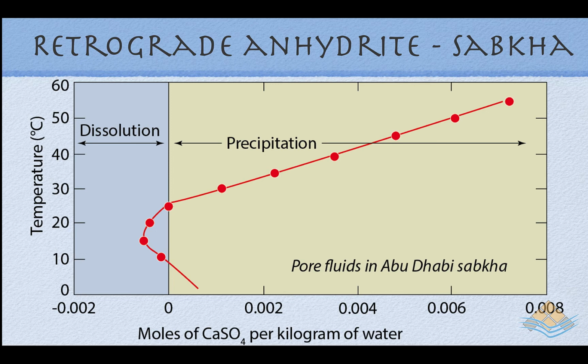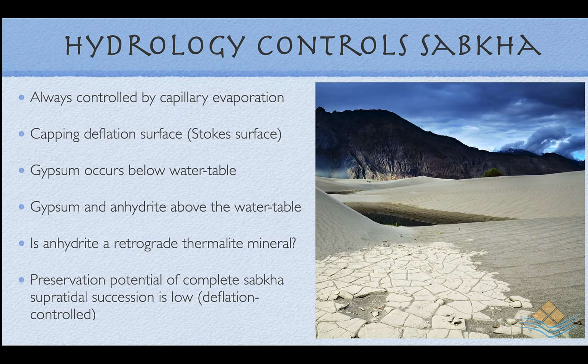And that's why the anhydrite doesn't sit at the surface like the capillary evaporated halite sits at the surface, but it sits at a depth immediately above the water table. And we don't see it forming below the water table because we don't see sufficient temperature increase below the water table in the Sabkha. So, what can we now say about the hydrology that controls Sabkha sedimentation? Well, all Sabkhas, all salt flat sedimentation above the water table will be controlled by capillary wicking or capillary evaporation.